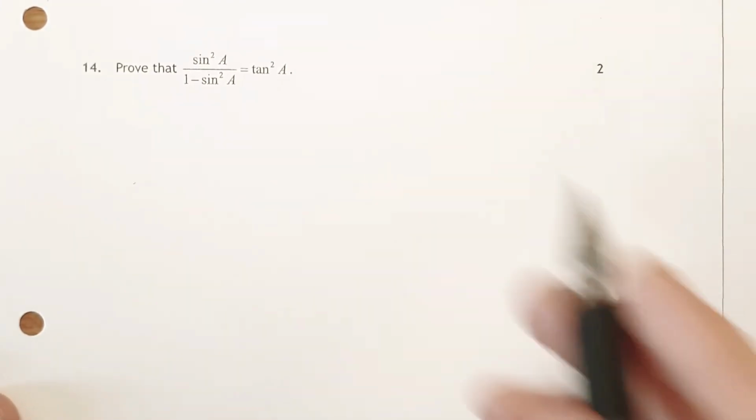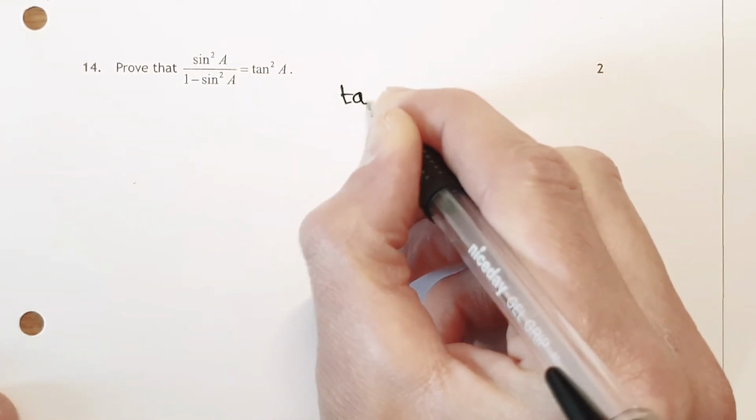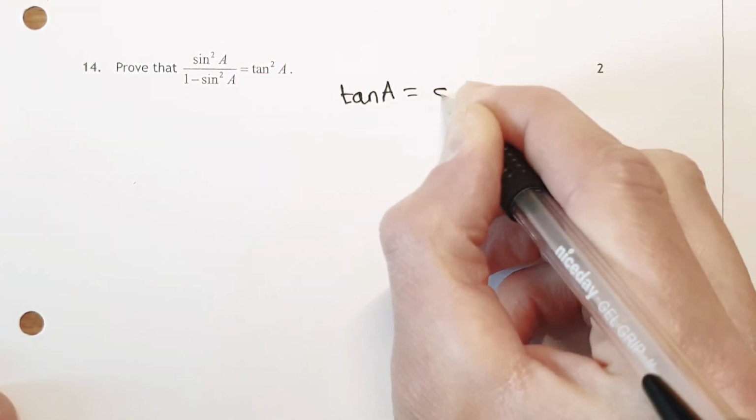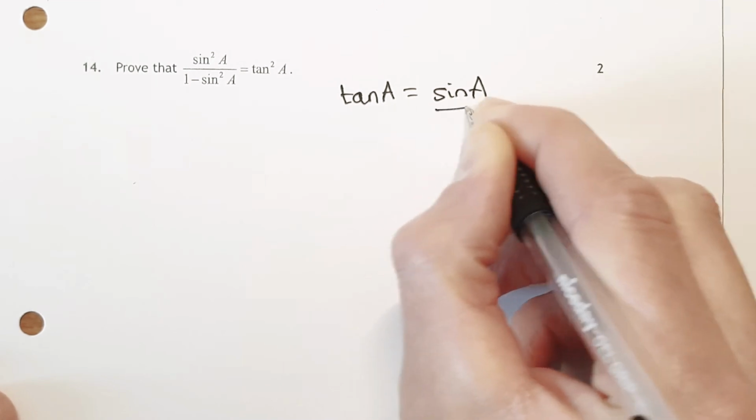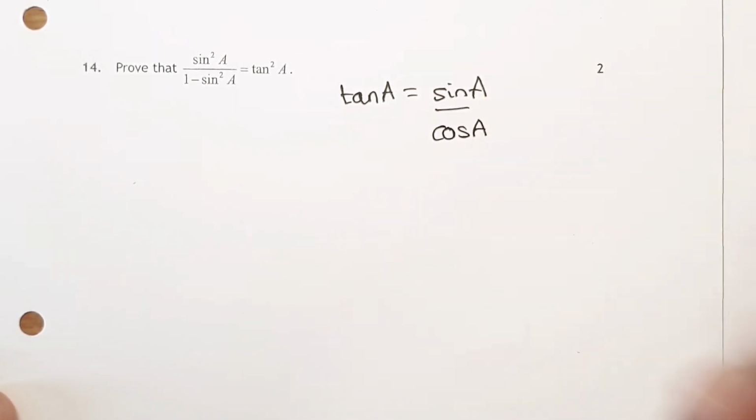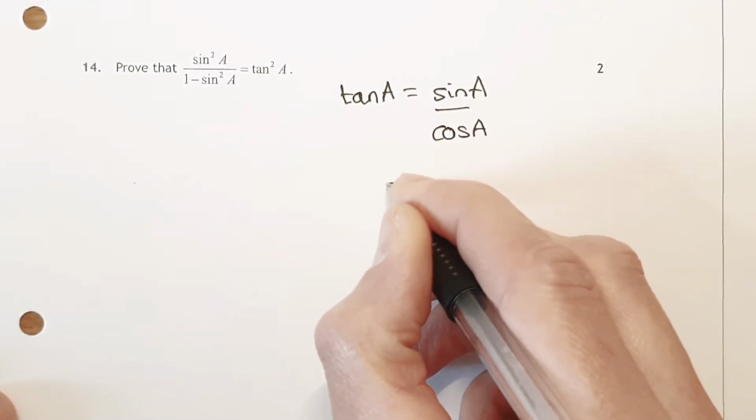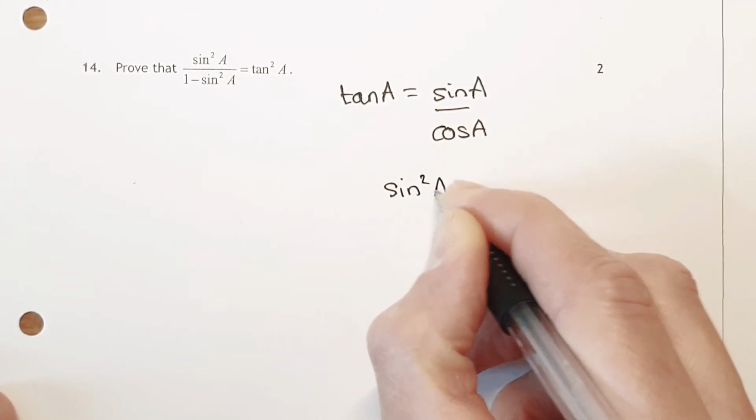Now in question 14, we're going to use trig identities. The trig identities that you'll have been introduced to are that tan A equals sine A over cos A, and secondly sine squared A plus cos squared A equals 1.